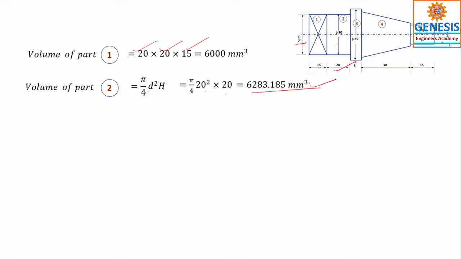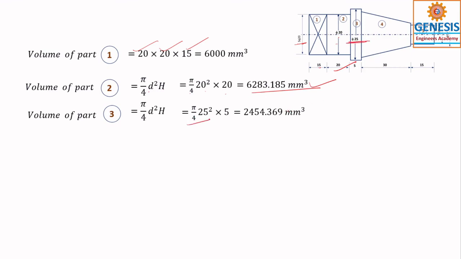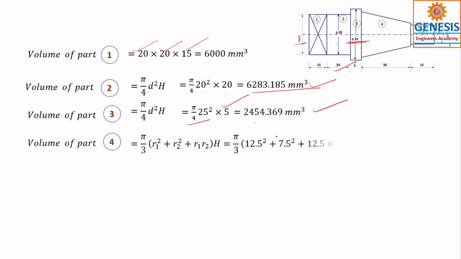So I got this value, and you also check it once again. And the volume of part 3 is also like that, but it's a disc, so the same as a small cylinder. Because the diameter is 25, I used this, and the height is 5. This comes to about 2454.369 mm cube, and this is part 4. That is what I have done.